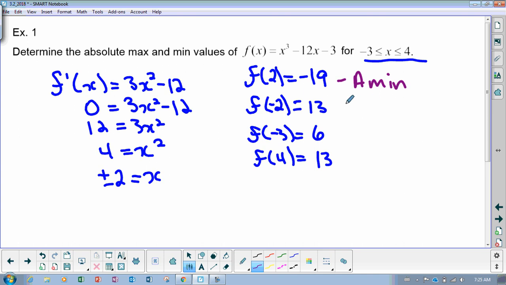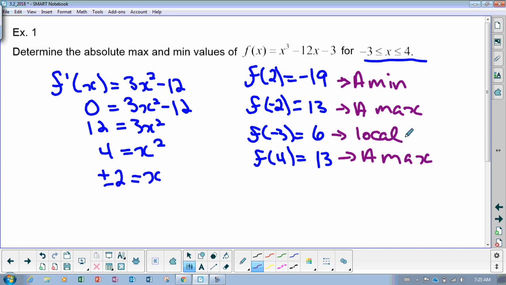And then we have two absolute max values. So this is an absolute max. And then this would be an absolute max as well. So you can have more than one. And we would call this one a local. And right now I'm not sure if it's a minimum or maximum value based purely on the derivative, because I don't know if it's switching from increasing to decreasing or vice versa.